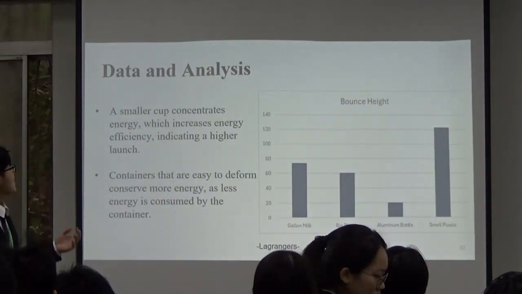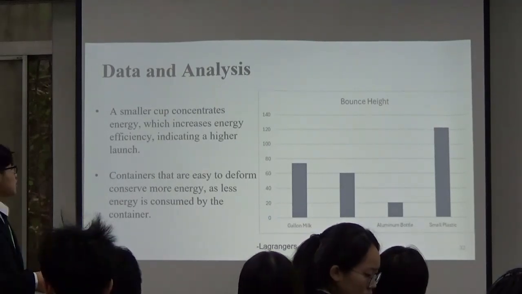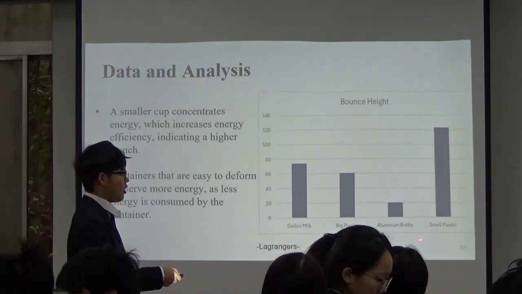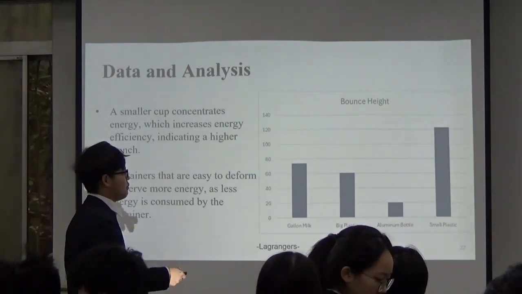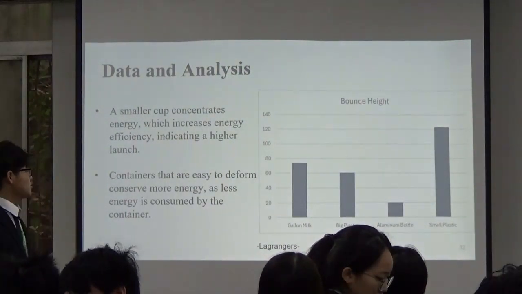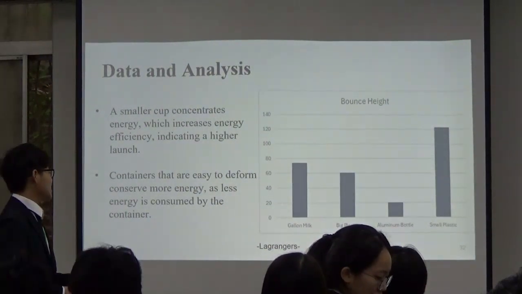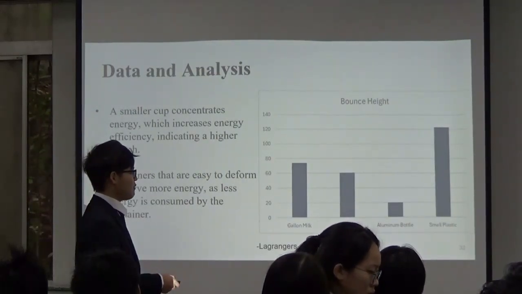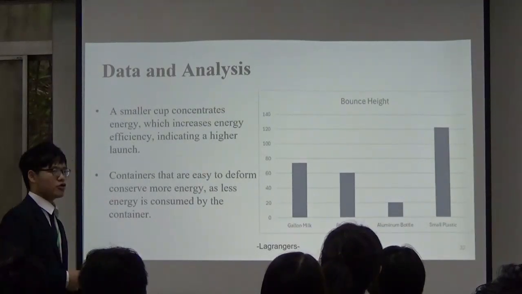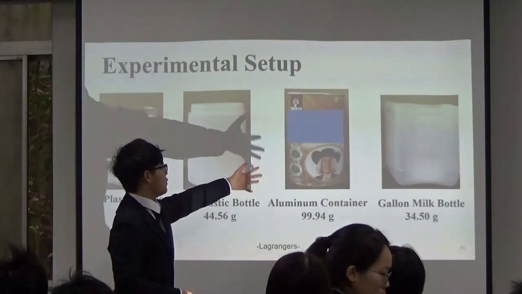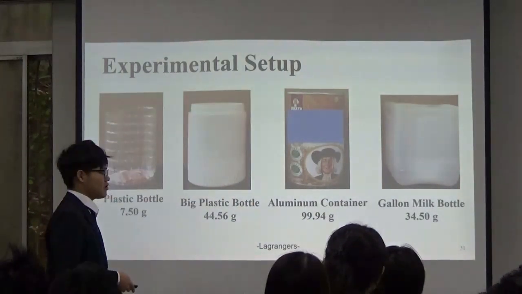So, a small cup concentrates energy, which increases energy efficiency, indicating a higher launch. Like the small plastic bottle here, it launches higher, and a big plastic bottle does not launch as high. And containers that are easy to deform conserve more energy, as less energy is consumed by the container. We can see that in the aluminum bottle, where the aluminum is hard to deform, meaning that a lot of energy will be lost in the deformation process of the container.